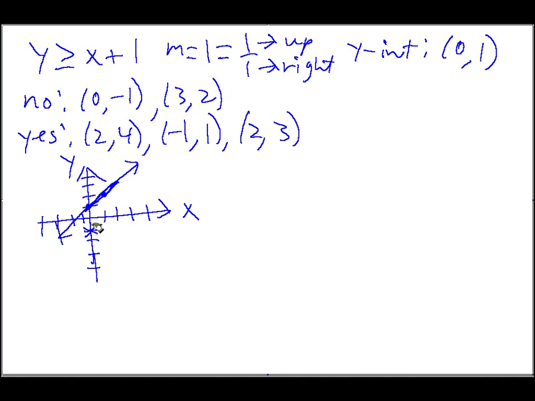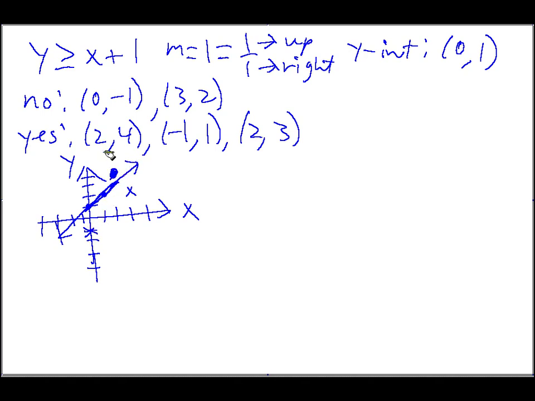How about 3, 2? So 1, 2, 3, 1, 2. There's 3, 2. Put an X there. That's a no also, right? So again, the points that do not satisfy this inequality are below the line. Can we observe that? All right? What are the points that do satisfy this inequality? Well, look at 2, 4. So 1, 2, 1, 2, 3, 4. Here's 2, 4. Let me put a little dot there for points that do satisfy.